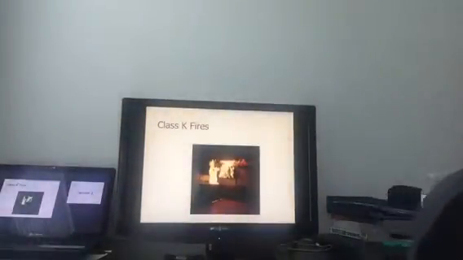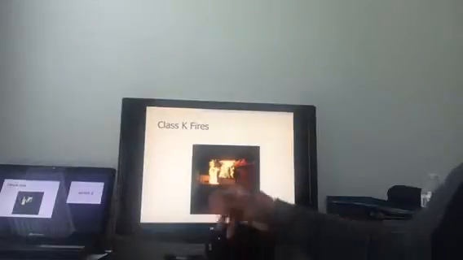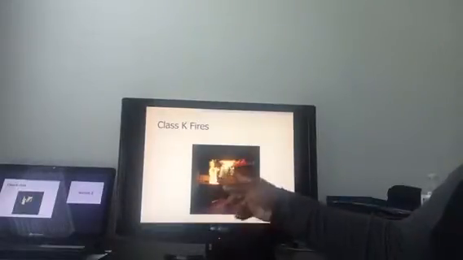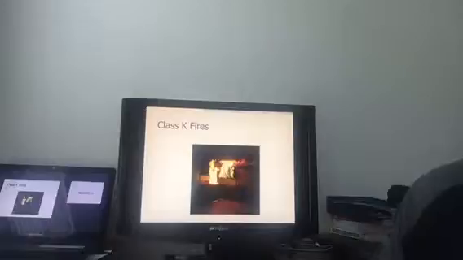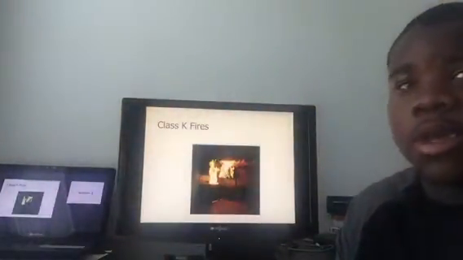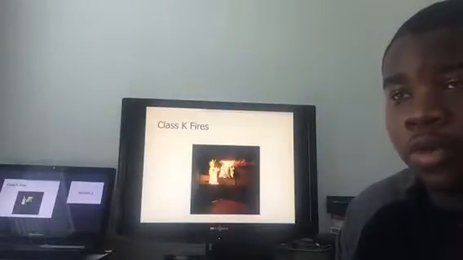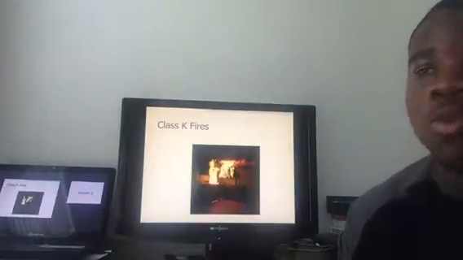This is an example of a Class K fire. As you can see, the pan is on fire on the stove, and once it gets going, it reaches the cabinets and starts burning the cabinets all the way to the ceiling. So it's very important not to put water on these types of fires, because as you may know, water and oil don't really mix together. So therefore, it's going to make an even bigger fire.